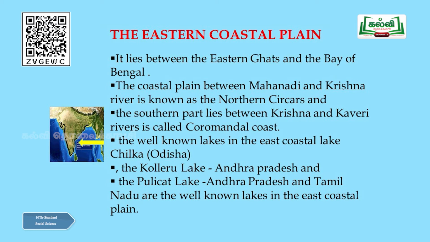This entire eastern coastal plain is very well known for its lakes. The important lakes found in this eastern coastal plain are Chilka Lake, which lies in Odisha state, Kolleru Lake, which lies in Andhra Pradesh, and Pulicat Lake, which lies in Andhra Pradesh and Tamil Nadu. These are the well-known lakes in the east coastal plain.